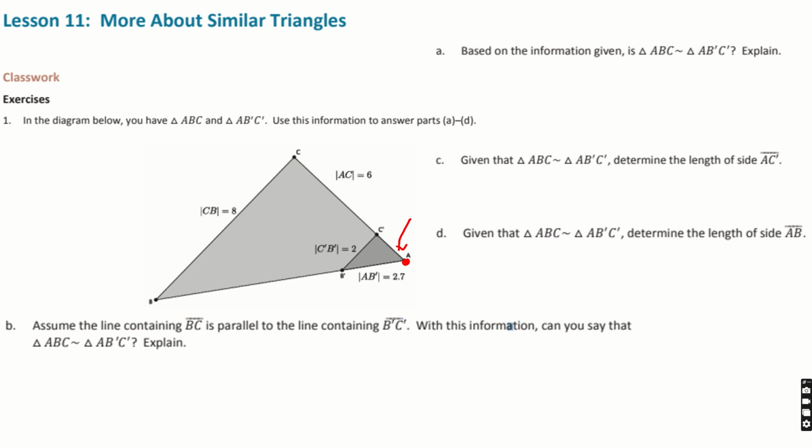So A up at the top says, based on the information given, is triangle ABC similar? We're talking similar, so not congruent, but similar to triangle AB prime C prime. So again, the original triangle similar to the bigger triangle, based on this information we're given. We're given this side length right here, this side length right here, and this side length right here, so B prime C prime and BC, those correspond, right? These two correspond to each other.